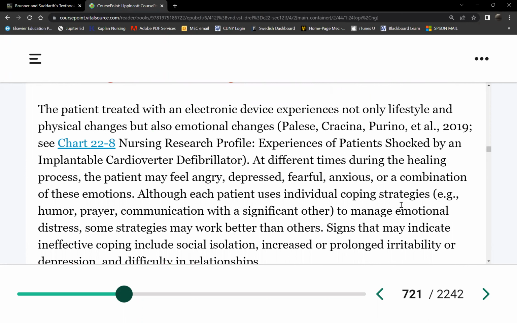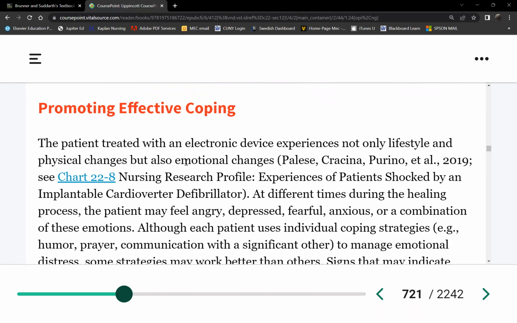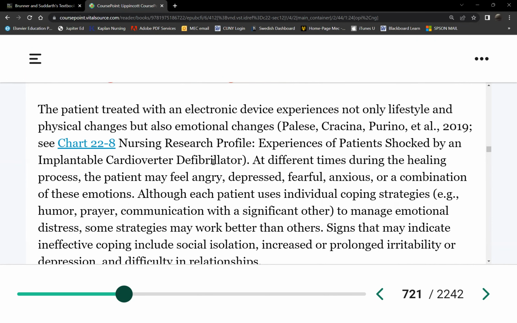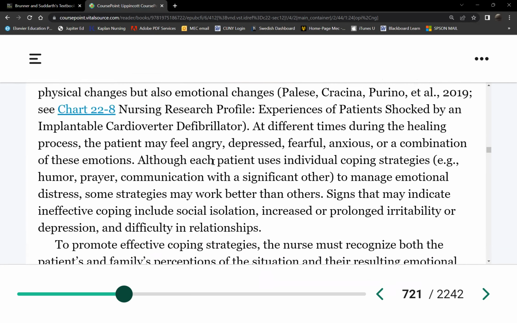Now, imagine you have a device that can potentially give you electric shocks. How do you feel? Scary. Anxious. That's why here you have promote effective coping. So how would you lessen somebody's anxiety? Patient explain. Okay, teach them how it is supposed to work.